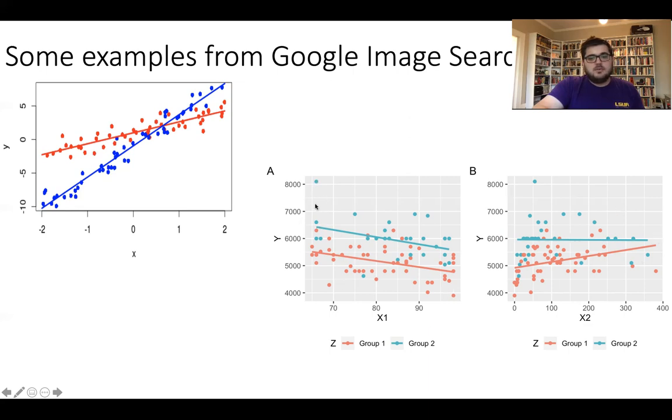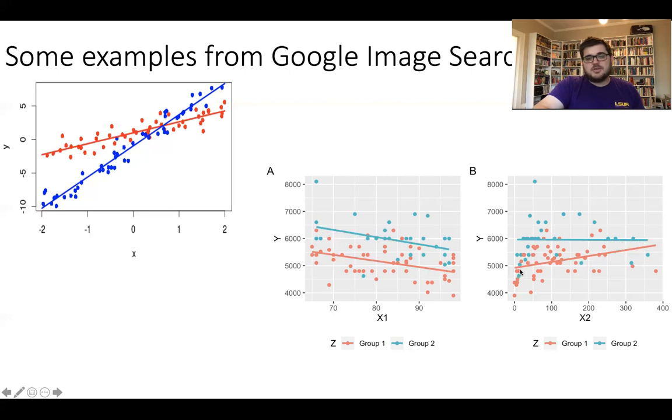Here we've got two data sets. One of them has a teal group. I don't know if that's actually teal. A teal group and an orangish reddish group. And they're both more or less going down at the same rate. As X1 increases, both groups decrease at about the same rate. There's no interaction.